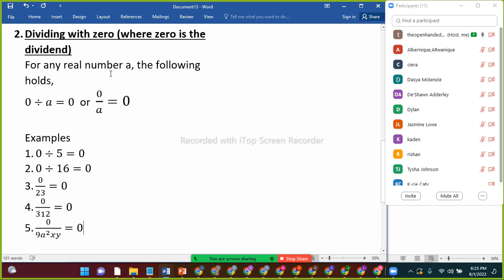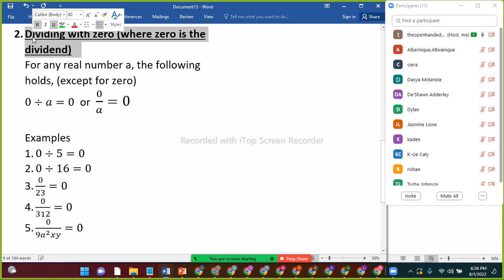I should correct this. I have, for any real number a, this should be for any real number a except for 0. So please put that in. We're going to learn what happens when we divide by 0. In this case, the bottom number a cannot be 0. You're only looking where the top number is 0. In number 3, we're going to look at what happens when the bottom number is 0.